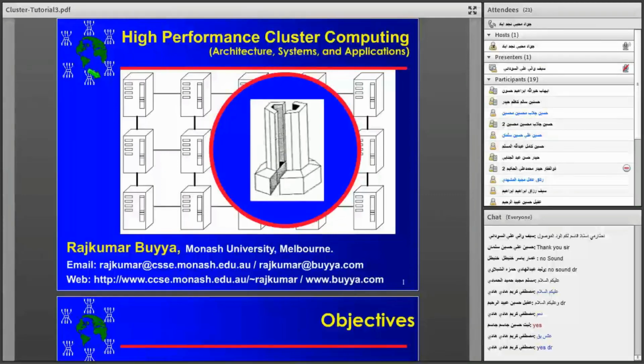In this topic, I'm going to talk about the architecture, system, and application which are used in high-performance cluster computing. These slides are provided by Professor Buyya, who is at Monash University, Melbourne. He is a very well-known scientist in distributed systems.